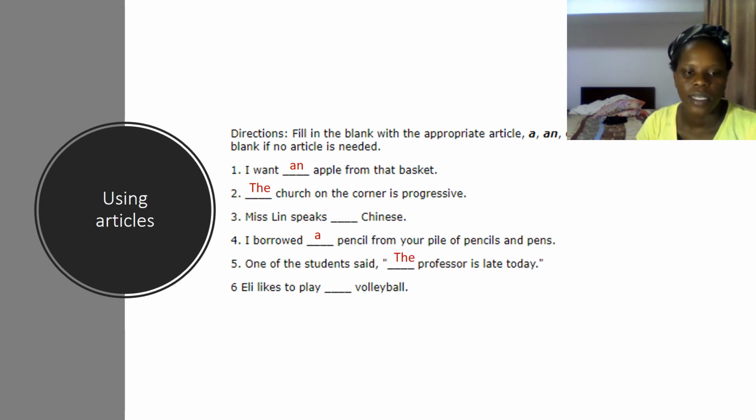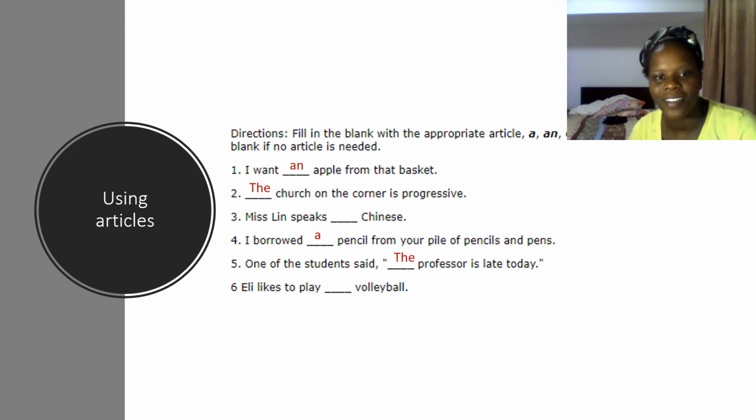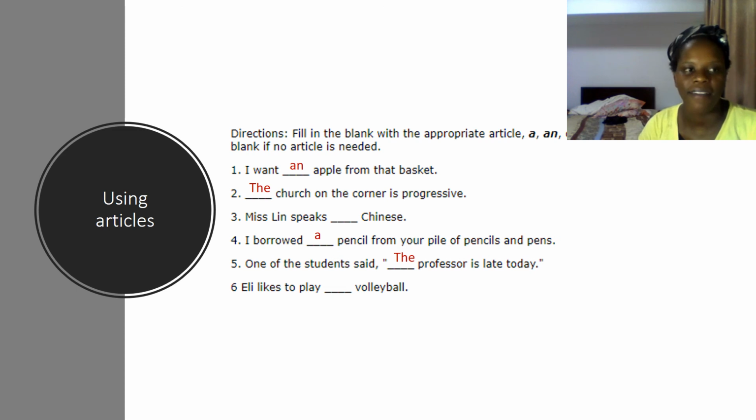The sixth question. Ellie likes to play dash volleyball. No, we cannot say Ellie likes to play an volleyball. Remember, we use an when we have a vowel sound, right? Volleyball. Ellie likes to play volleyball. Very good. There is no need for an article. Ellie likes to play volleyball. It's perfect like that.